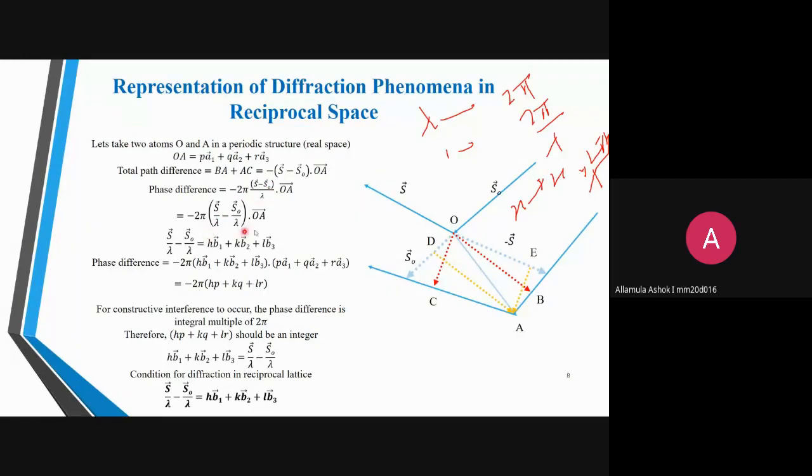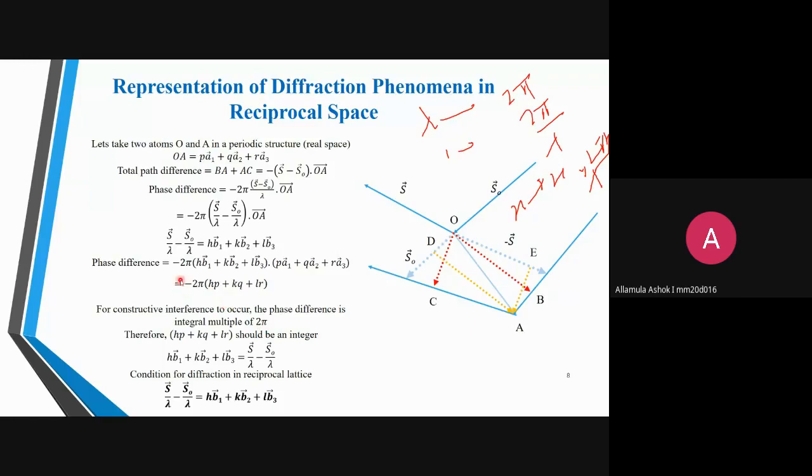And we know the condition for diffraction: the incident wave vector and diffracted wave vector have a magnitude of 1 by length, like what we defined for the reciprocal lattice vector, and they have direction. Therefore, these are now reciprocal lattice vectors, and this is equal to the general reciprocal lattice vector. I am substituting S by lambda minus S naught by lambda with capital H vector, and the dot product of OA and capital H bar gives hp plus kq plus lr. And initially, p, q, r are integers because A is a valid lattice point in real space.